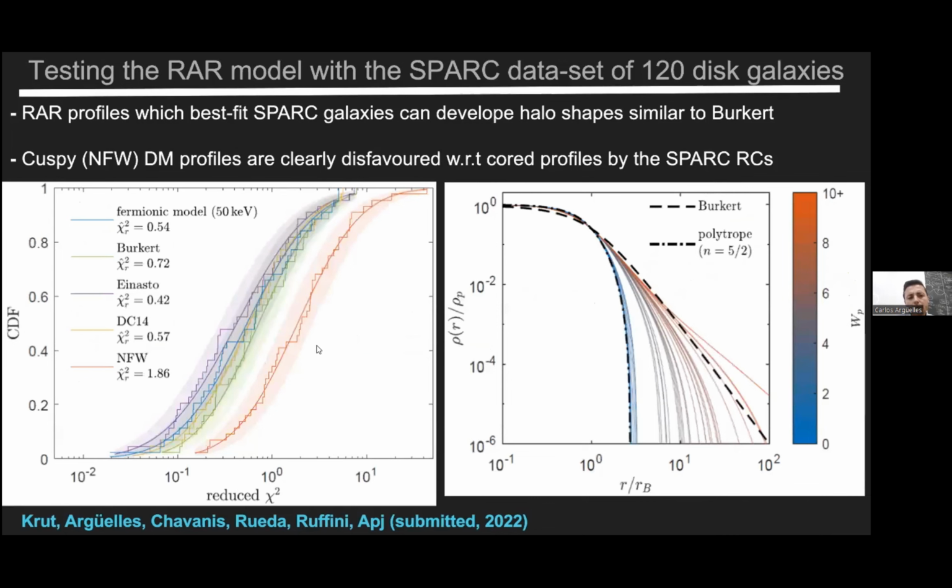Here I put the statistics. This is the picture on the left, the cumulative distribution function. The way to interpret this plot is that, for example, if we stop at 0.5, half of the galaxies in the models, the fermionic model and Einasto for example, do much better because they have a much lower reduced chi-square with respect to NFW. Or vice versa, for a given chi-square, let's say 1, far fewer galaxies in NFW achieve this chi-square than in the other models. So the other models do much better overall with this SPARC dataset.